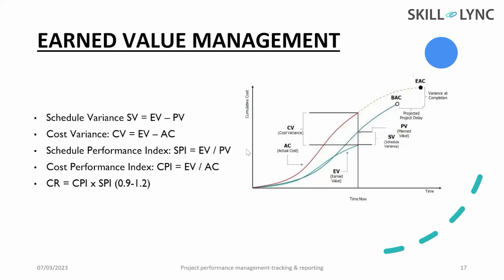So in order to give this point a better view, we have a graph here. Here we can see that the X axis indicates the time and the Y axis indicates the cost. We have different curves in different colors. The red curve indicates the actual cost that happened as per the time, and the green one is there, and we have one more for the earned value. So we have a graph for earned value, a graph for planned value, and a graph for actual cost.